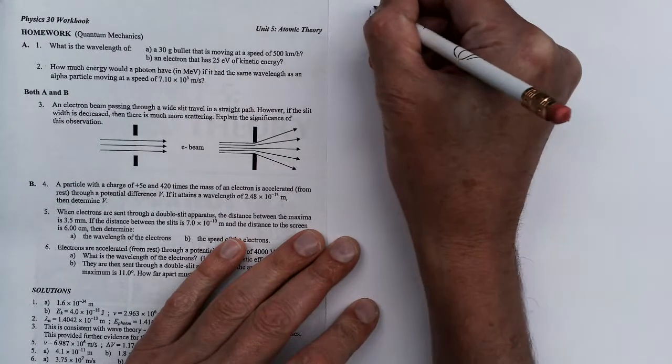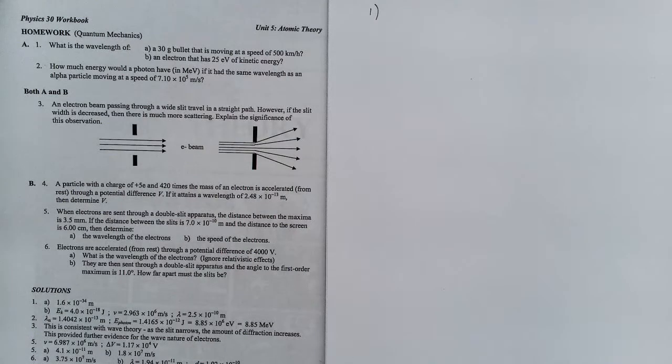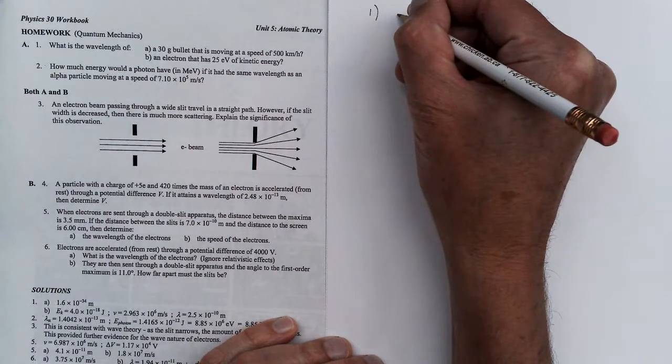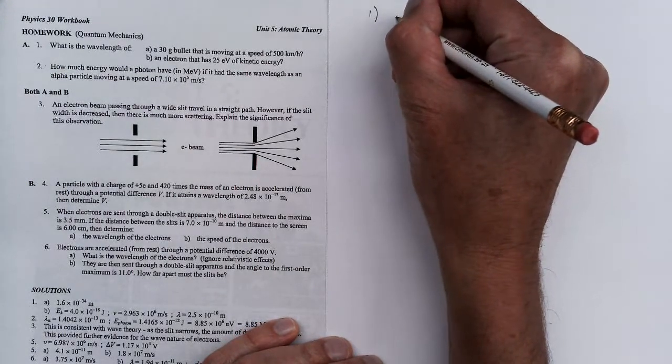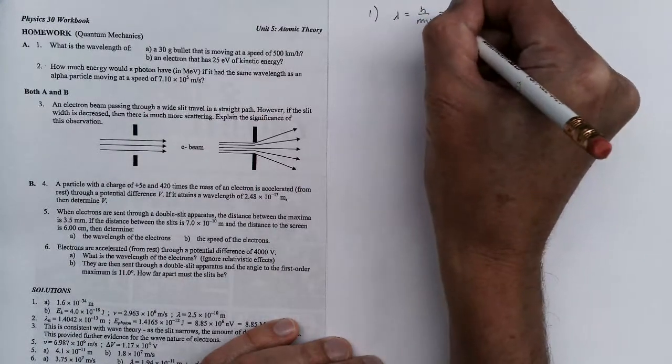We'll start with number one. It says, what is the wavelength of a 30-gram bullet that is moving at a speed of 500 kilometers per hour? Okay, so to solve the problem here, we use the equation for matter waves, which is the wavelength is h over mv.